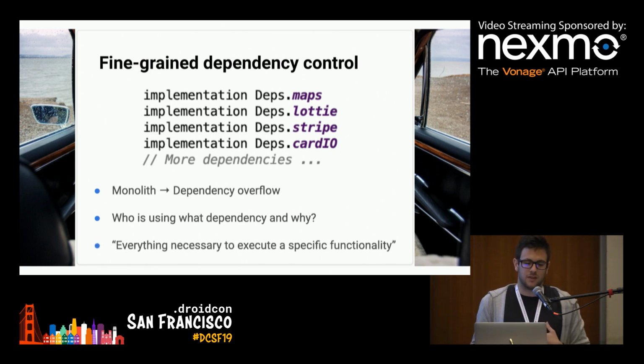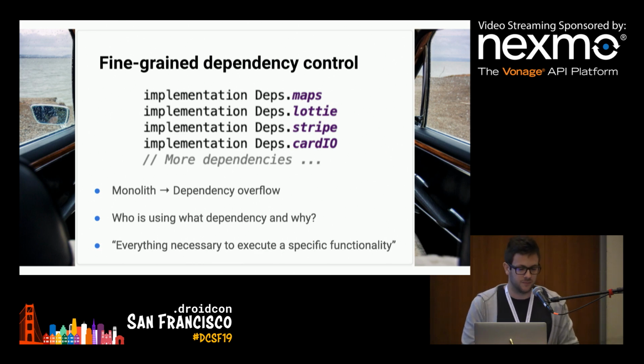And if we don't have fine-grained dependency control, it goes against the definition that I was explaining at the beginning, which is everything necessary to execute a specific functionality. So if we're working in payments, why should we have maps? We're adding an extra dependency that we don't really need.